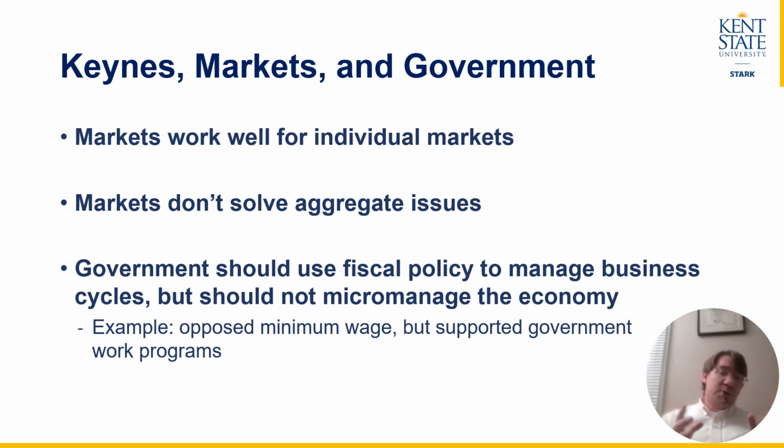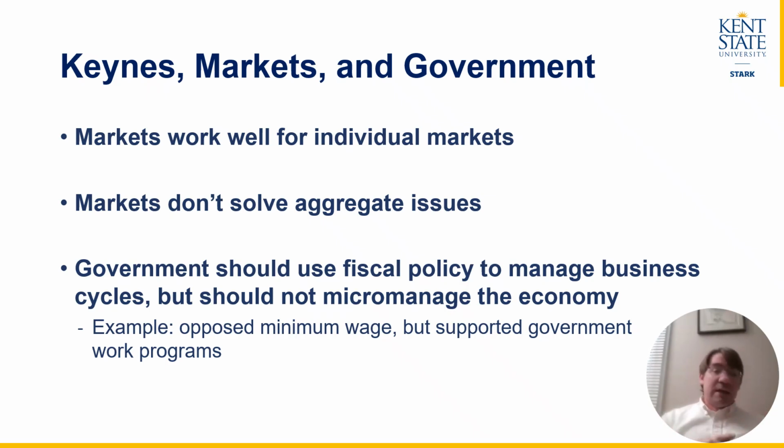However, Keynes also took the view that the aggregate issues were such that markets didn't solve them very well because of the overall price stickiness that he saw and because of the overall wage stickiness that he saw. He said, well, these are not problems that the market will fix themselves. So that's where the government should step in, right, to use fiscal policy to manage the business cycle, but it should not step in to micromanage the economy.